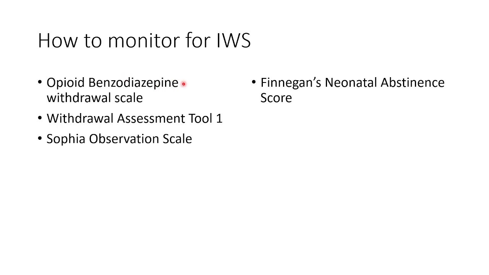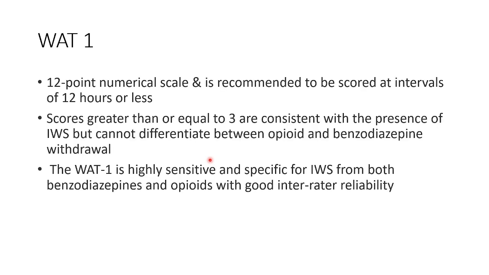But those two scores, the opioid benzodiazepine withdrawal scale and the SWS, were tried to be validated in studies, but they did not have very good acceptable validation. So the two main scales now used are the Withdrawal Assessment Tool 1 and the Sophia Observation scale. We will look at these two scales in a bit more detail. The Withdrawal Assessment Tool 1 is a 12-point numerical scale, and scoring has been recommended to be done at 12 hours or less. If the total score is more than 3, it is consistent with the presence of IWS. It, however, cannot differentiate between opioid and benzodiazepine withdrawal.